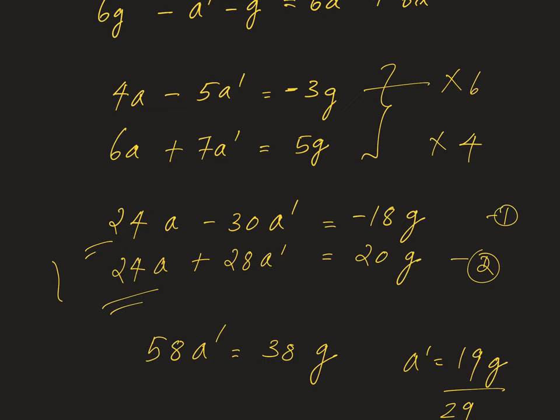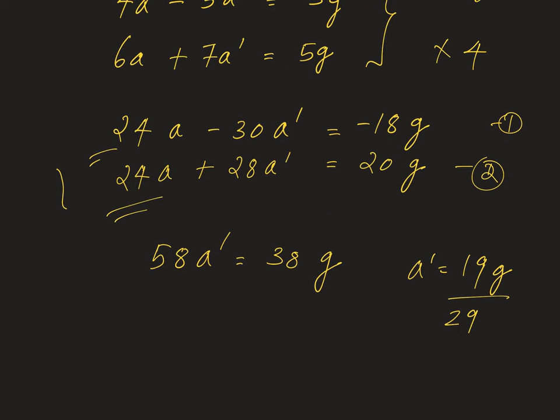Let's say this is equation number 2 and this is equation number 1. I will subtract this equation from this one. Then I will end up with this expression. Very simple: 2 minus 1 implies this. Now I have an expression for A prime in terms of all the known quantities. So this is how you solve such problems.